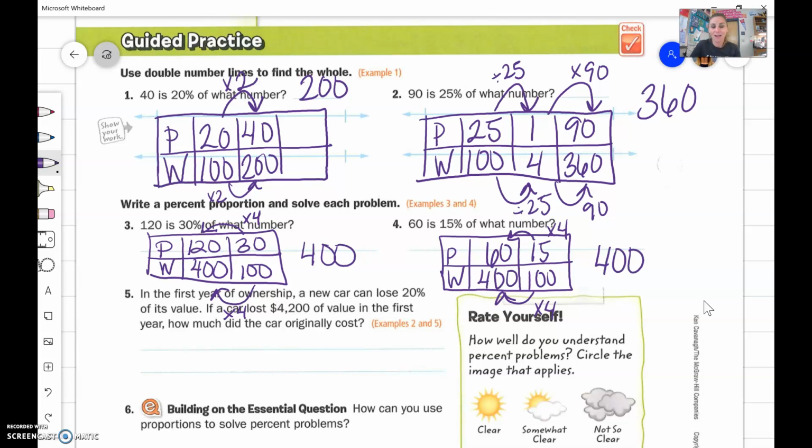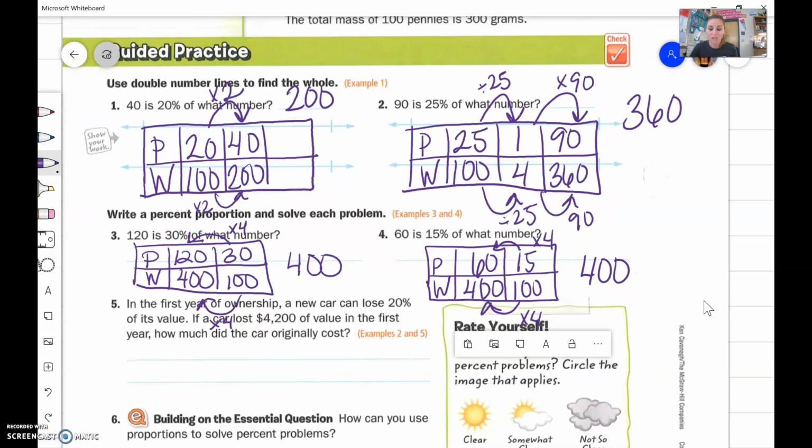Who knew? All right, so there are some of your example problems. Use the ratio table to help you out. You're familiar with it. You already know how to do it. And you guys have got it. So keep working hard.